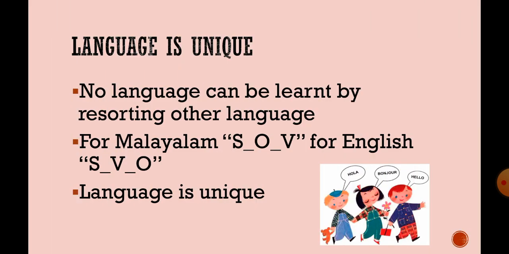No language can be learned by resorting to another language. For example, Malayalam has the sentence structure subject, object, verb, whereas in English it is subject, verb, object. Mother tongue is used to facilitate learning of a foreign language, but total dependence will hinder mastery over the target language.